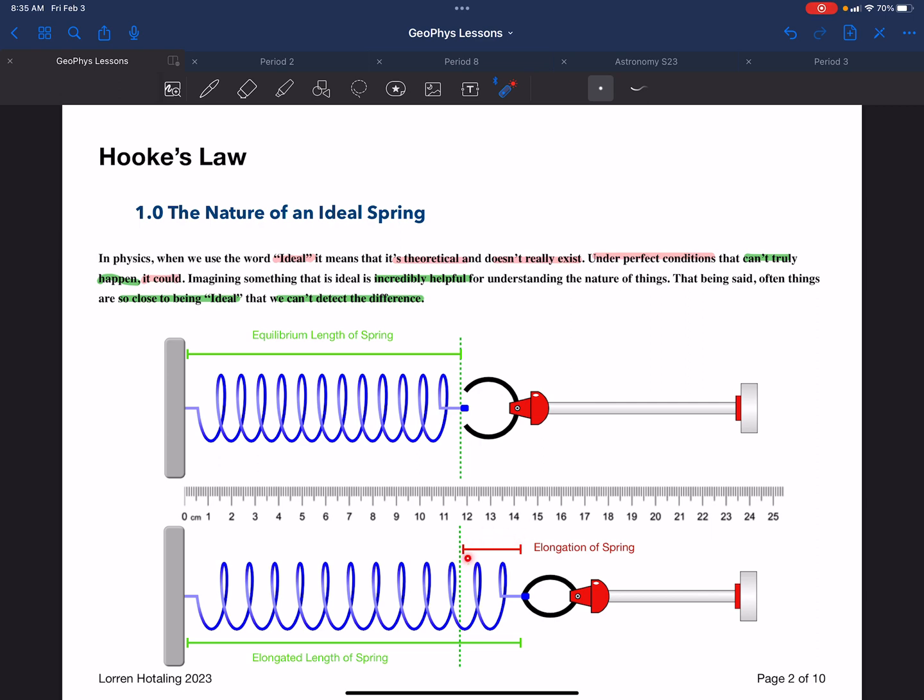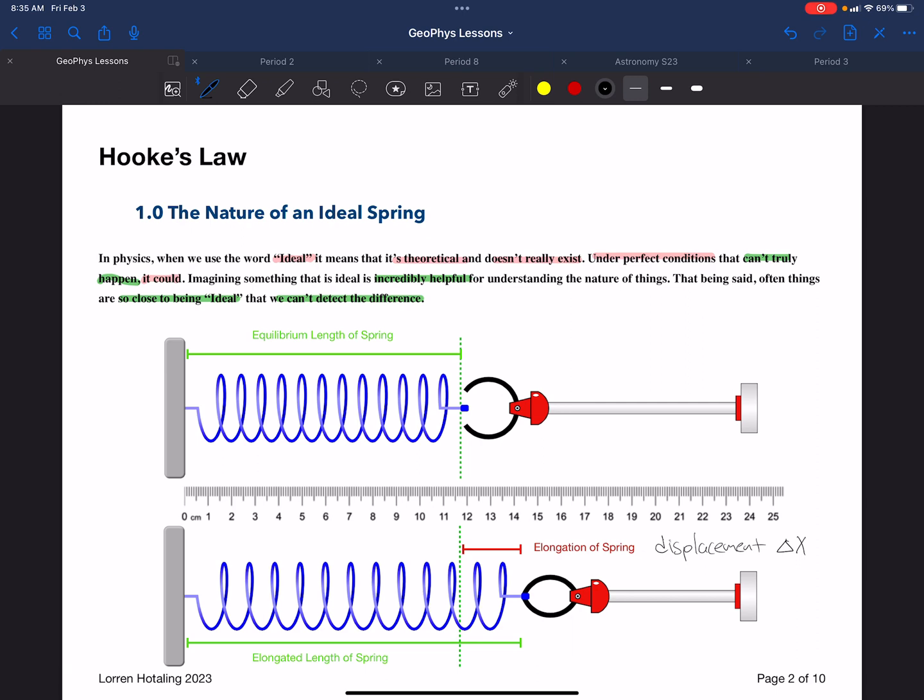What is important is when we apply a force and stretch that spring, that it gets longer. So we have our equilibrium length of the spring, we have our elongated length of the spring, which results in an elongation of the spring. Now, the word elongation has some synonyms. The first of those is the displacement, which is denoted delta x.